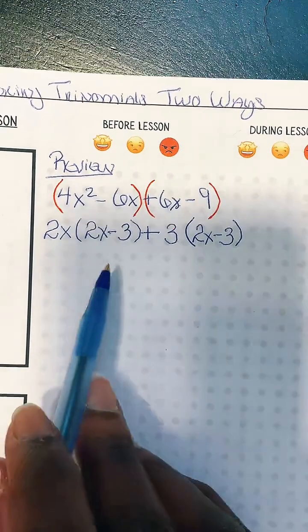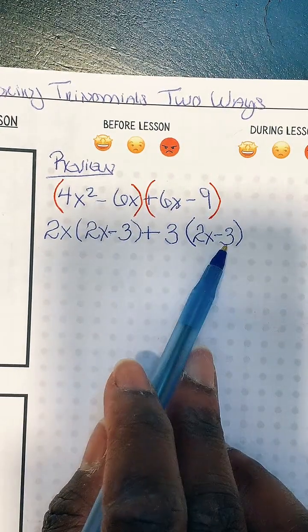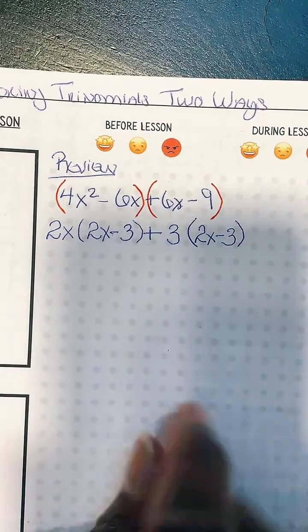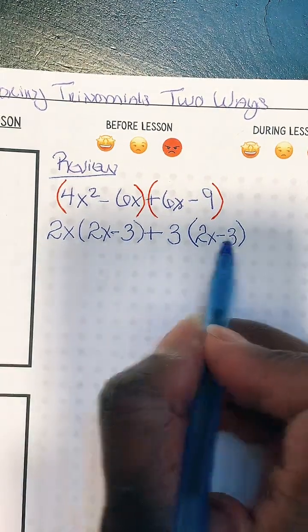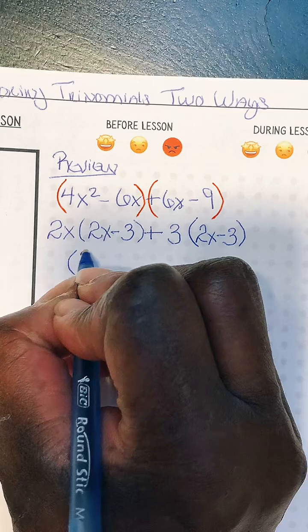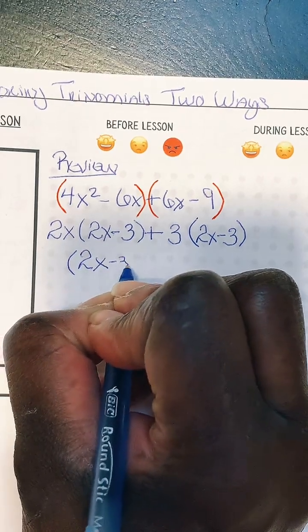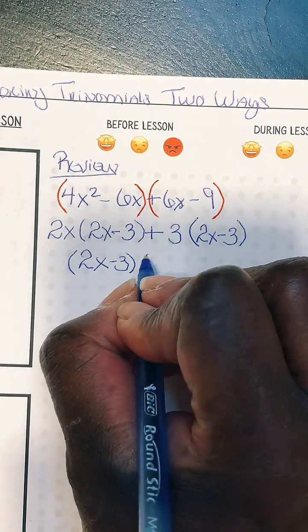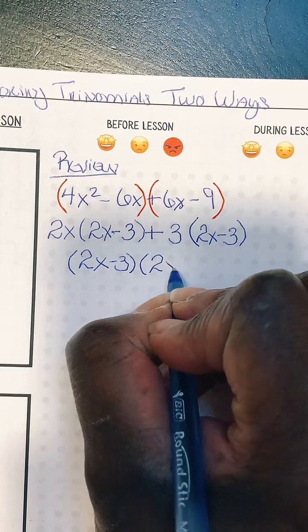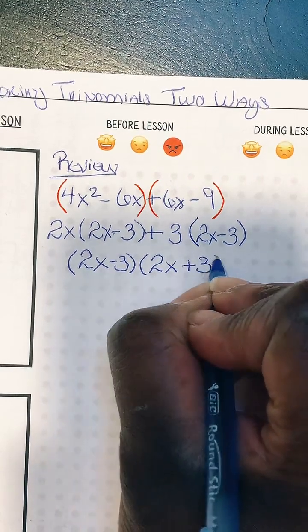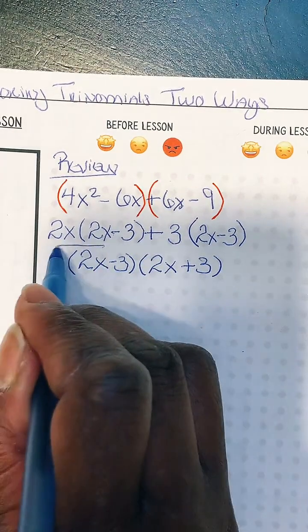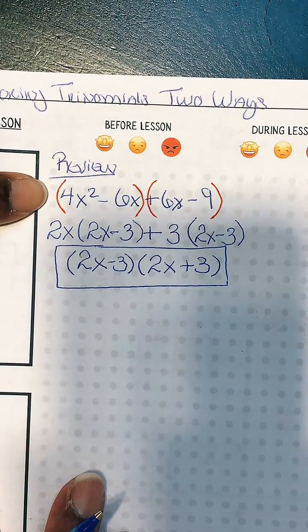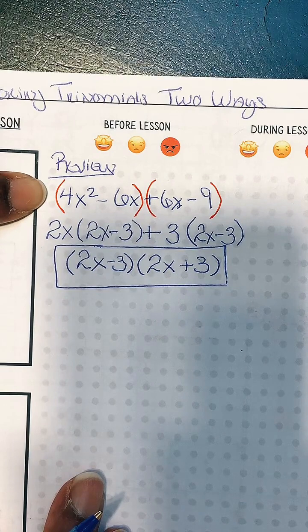Now, if you notice, inside the parentheses, it's basically exactly the same, and that's how this should be. So your GCF for this line is going to be the parentheses, so you have your 2x minus 3. And then what remains goes in the other, so we have 2x plus 3. So this is the factored form of the original expression.